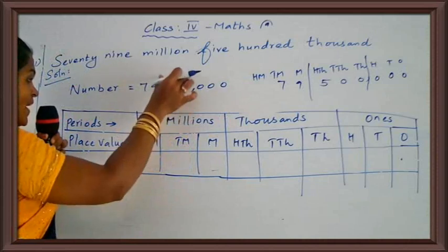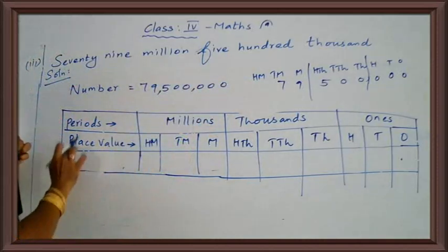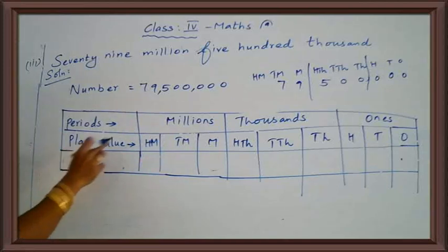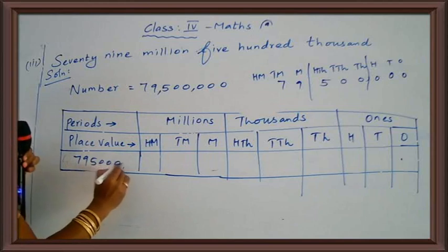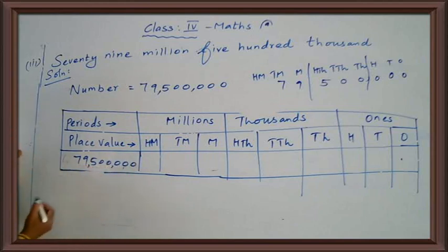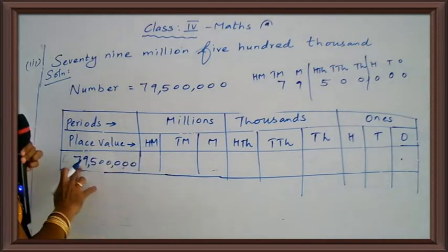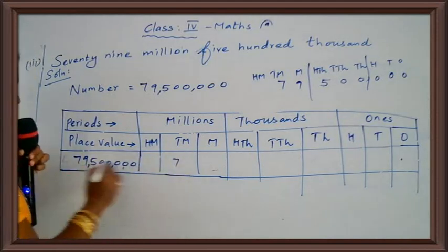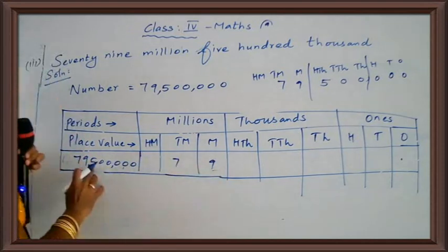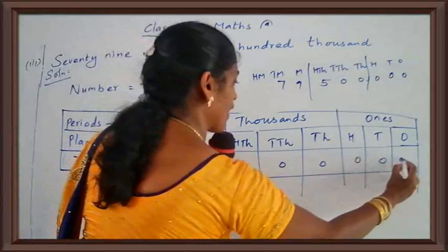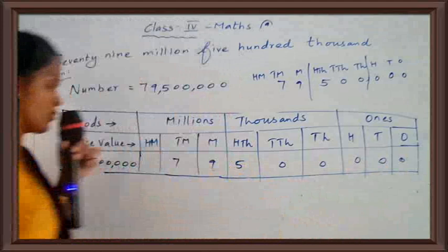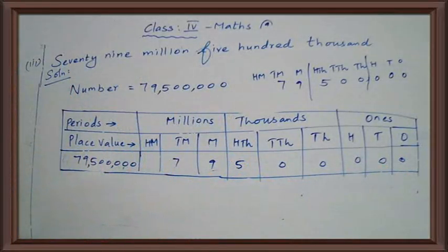Okay, now you mark the period. 79,500,000. Now draw the place value chart, international place value chart. So your number is 79,500,000. Now you fill the numbers inside the place value chart. 7, 10 million. 9 is 1 million place. 500, so 100,000 is 5. Next all the digits are 0. Okay children? Do you understand? So your answer is 79,500,000. Yes. Now you write it in your classwork note.